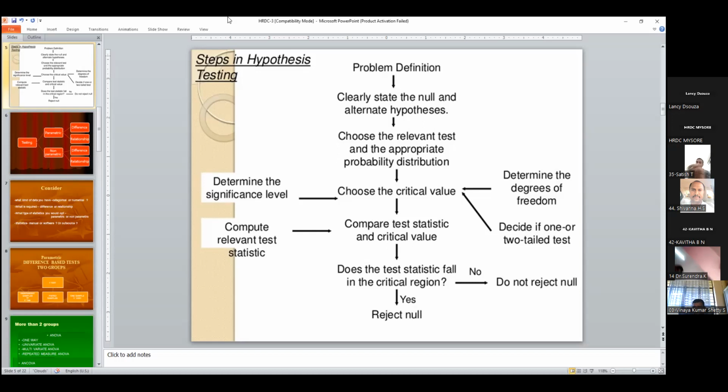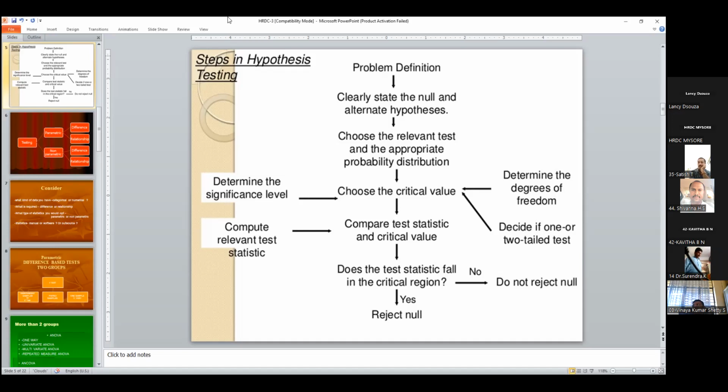Now you have to choose the relevant test statistics. If it's parametric data, you have to go for a parametric test. If it's non-parametric data, you go for a non-parametric test. Depending upon the type of data you have, accordingly you choose a parametric or non-parametric test. Once you have chosen, execute the test either manually or using software. That is more important. You can use software either online or offline.